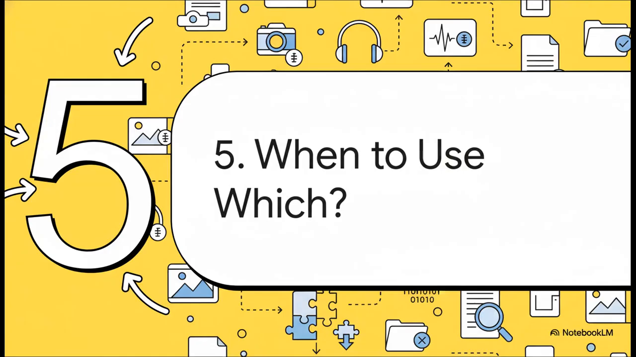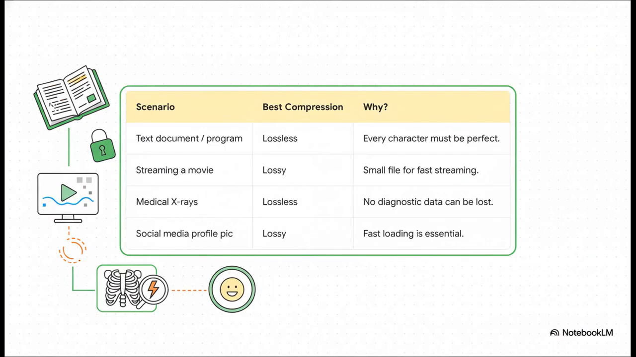So this brings us to what's probably the most common kind of exam question you'll get on this. It's all about application. Knowing the definitions is great, but showing you know when to use which type of compression, that's how you really prove you get it. Okay, this table right here is your secret weapon. Let's walk through the logic. If you've got a text document or some computer code, could you afford to lose a single letter or a semicolon? Of course not. The whole thing would break. So it has to be lossless.